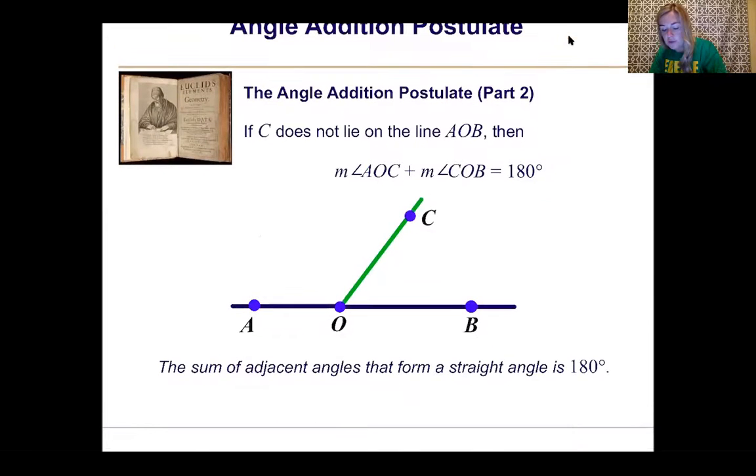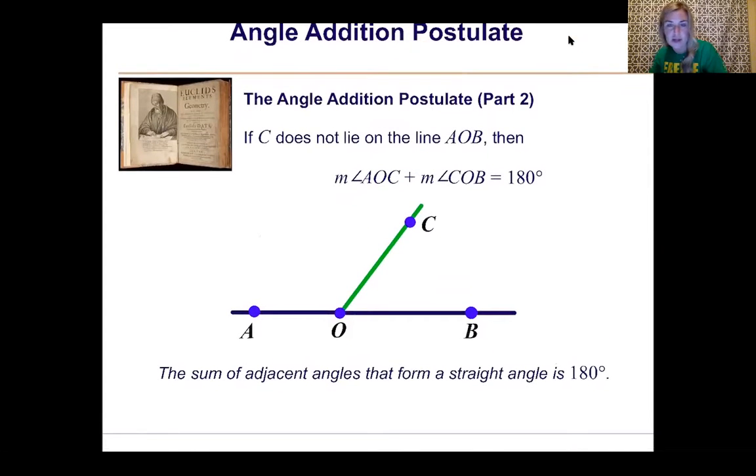Part 2 of this is when C does not lie in the interior of AOB. But the thing we know here is that this is a straight line, and a straight line will always equal 180 degrees. So if you have two adjacent angles on a straight line, they are going to equal 180 degrees. Just like this.